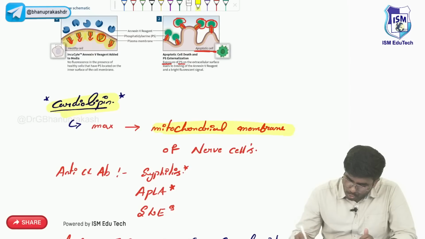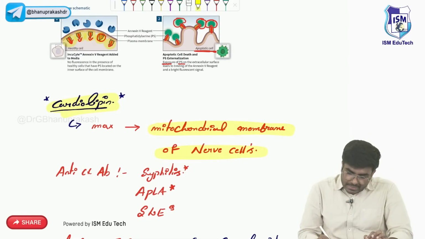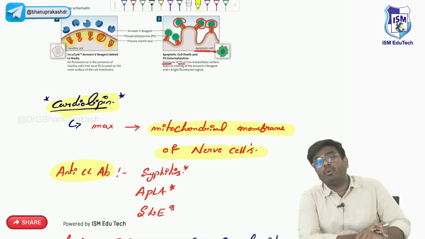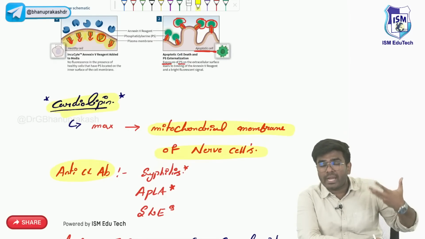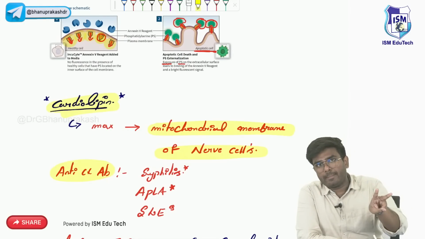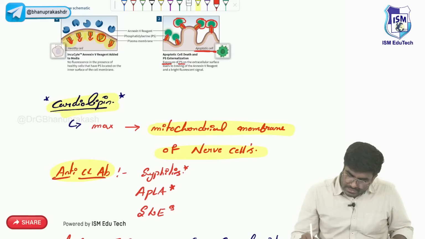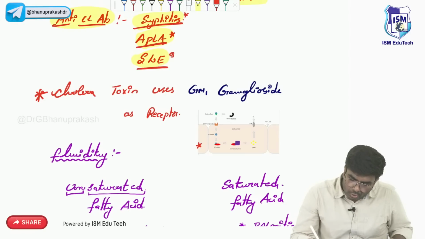It's maximally present in the mitochondrial membranes of nerve cells. Another important point is anti-cardiolipin antibodies. In which conditions are they seen? There are conditions where autoimmune antibodies are produced against this phospholipid, cardiolipin. Anti-cardiolipin antibodies are seen in diseases like syphilis, APLA syndrome, and SLE.